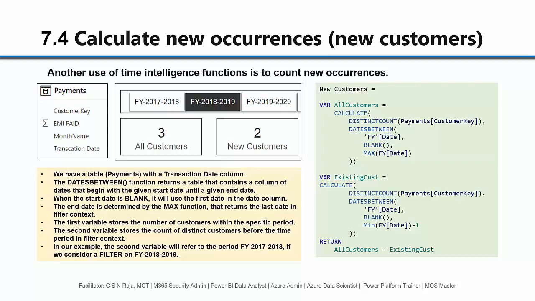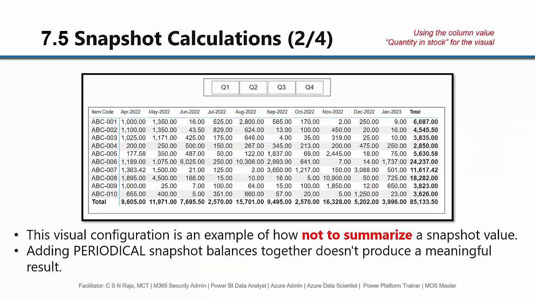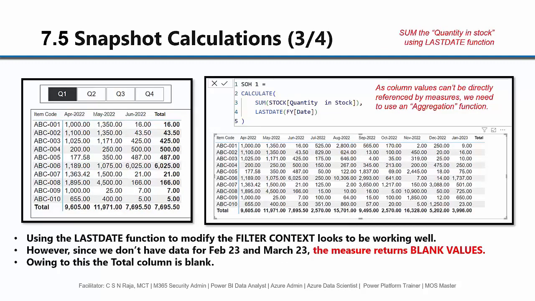When you want to calculate new occurrences of new customers, you will be using the DATESBETWEEN function along with the DISTINCTCOUNT function, as we have just now discussed. And then we talked about snapshot calculations when you need to store the fact data as a snapshot in time. This is very important because creating a summarization over snapshot calculations cannot be done without the right formula. And we just saw that using the LASTDATE function can be useful.